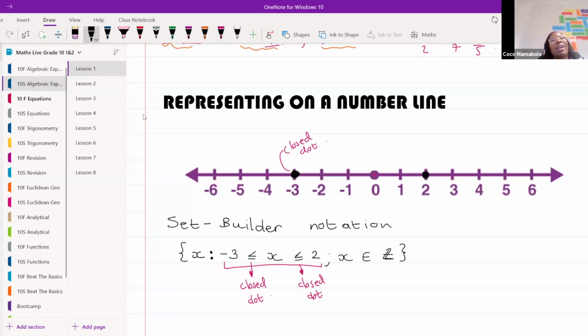So where else do I need to draw dots? Give me examples, guys. Where else do I need to draw a dot?